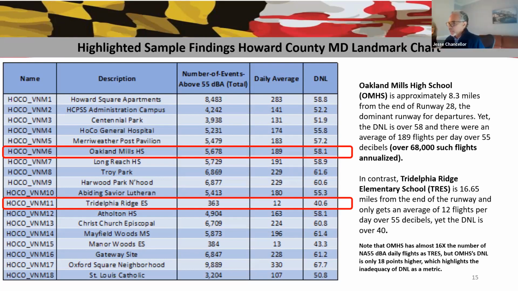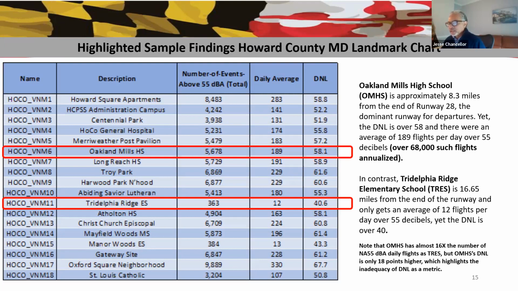We're a little over time right now, so I just want to draw your attention very quickly to two points from one of the earlier slides that Jim gave you. This is for the landmarks in Howard County. If you look at the top location, it's a high school that has 189 daily flights above 65 decibels, and it's at a DNL of 58.